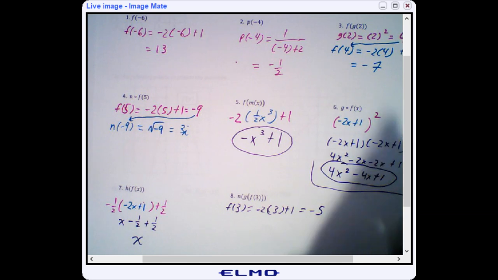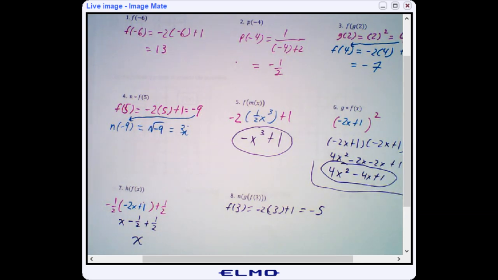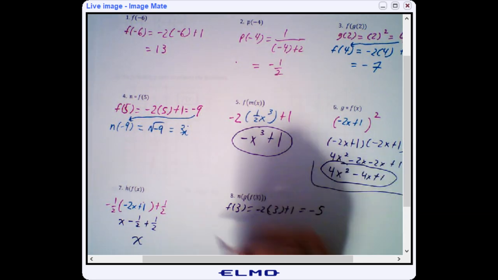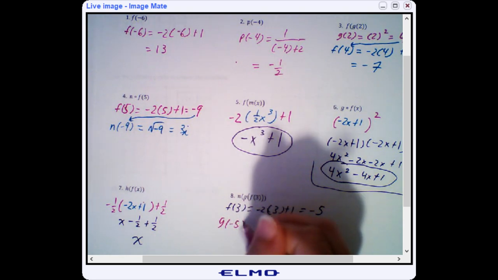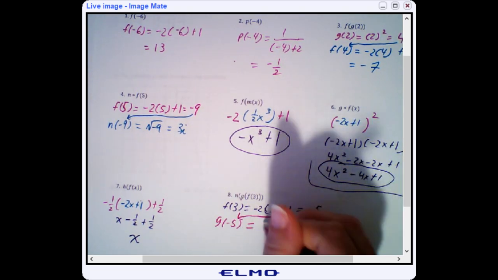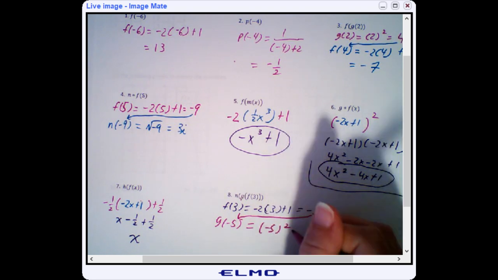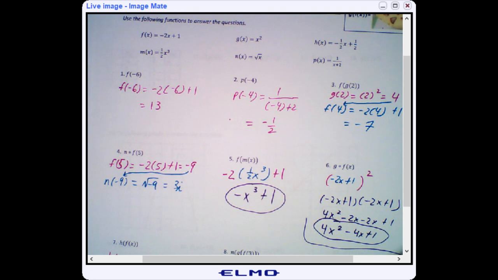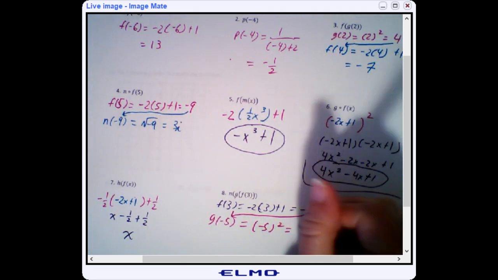I'm going to take that negative 5 and I'm going to plug it into my next one, which is g. So I'm going to have g of negative 5. So remember, my output becomes my next input. So it's going to be negative 5 squared because that's my g function. My g function is x squared. So that's going to be positive 25.